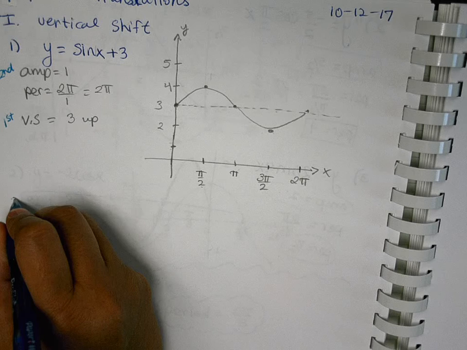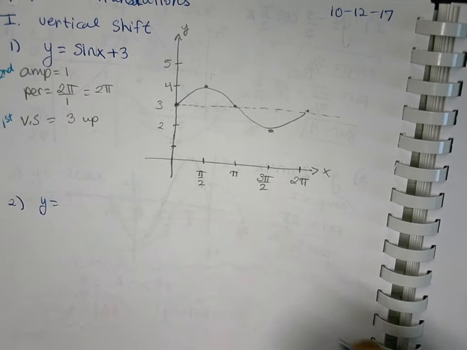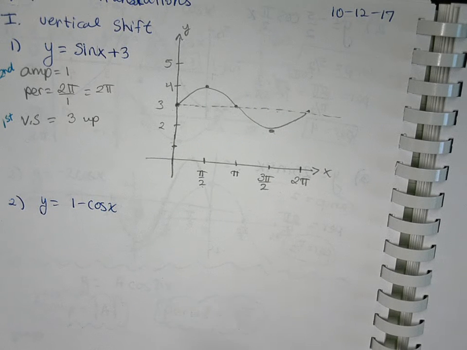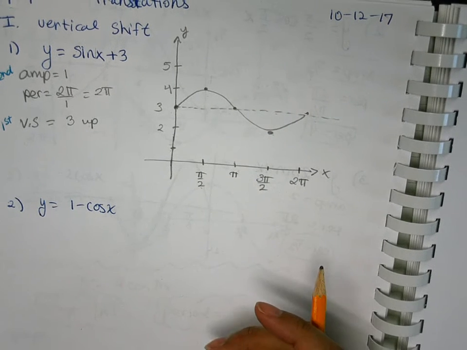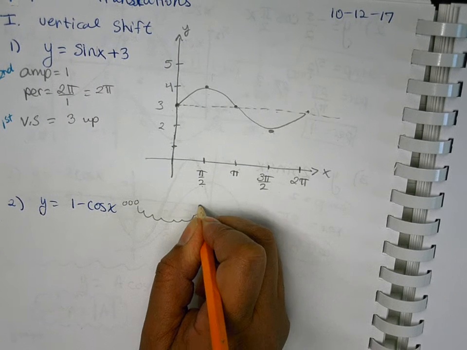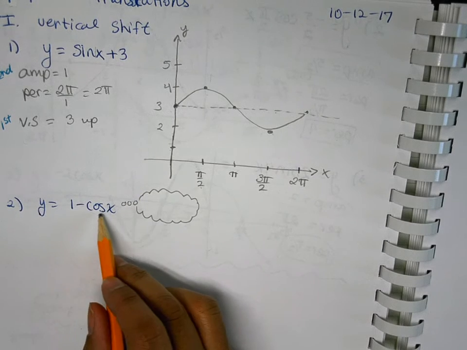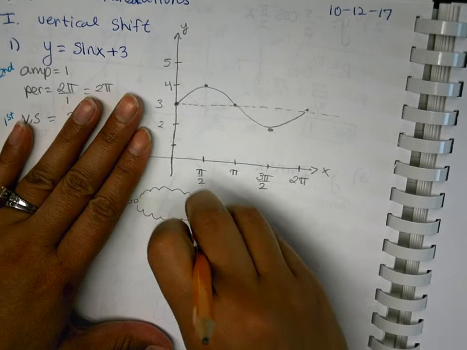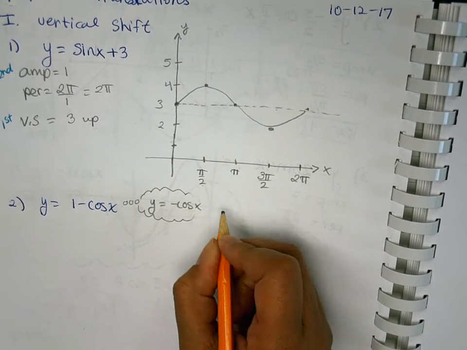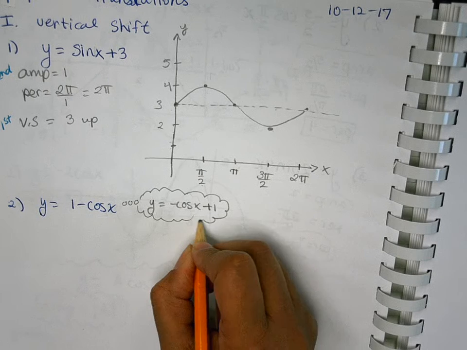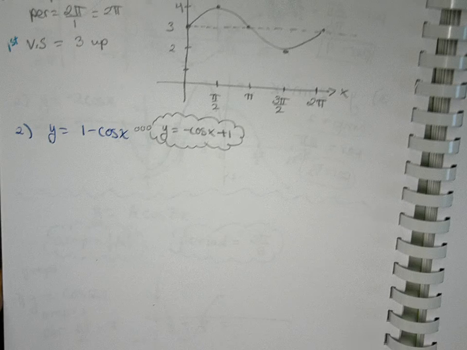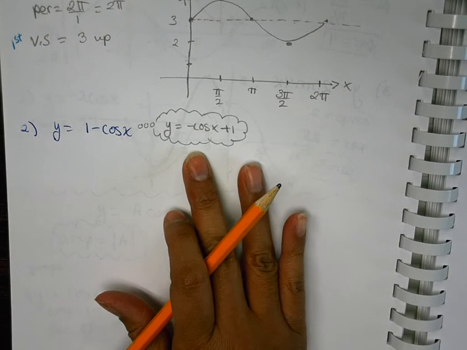Number 2. y equals 1 minus cosine of x. All right, this is my thinking bubble. If it confuses you this way, then rewrite it. This is the same thing as saying what? Negative cosine x plus 1. All right, so rewrite it. Think of it that way. I would just rewrite it, but if you can just do it in your head, negative cosine x plus 1. Do you see that?